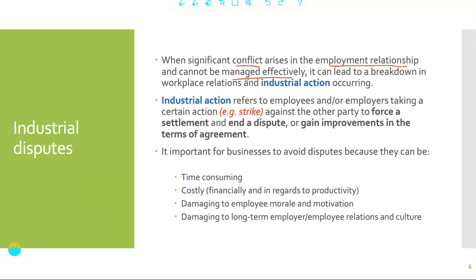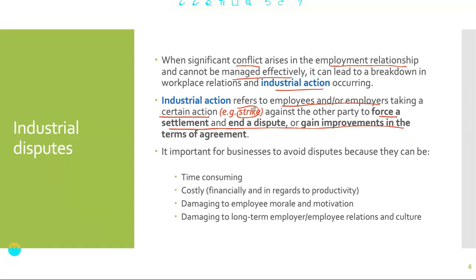There can be a breakdown, and this is when industrial actions occur. Industrial actions refer to an employee or an employer taking a certain action against the other party to force discussions, to force a settlement and end of a dispute. They are hoping to gain improvements in terms of their agreement. An example here is a strike, but we will look at some other options as well, because strikes are very significant.